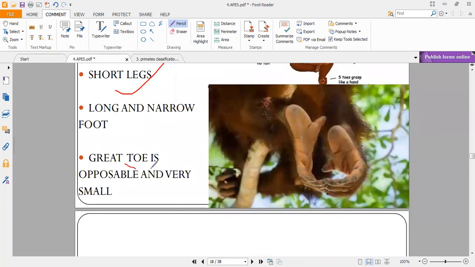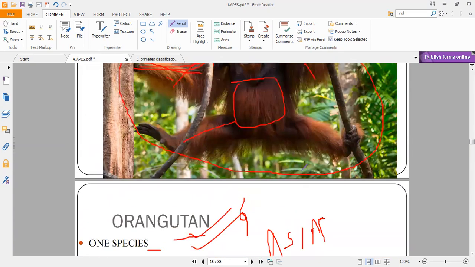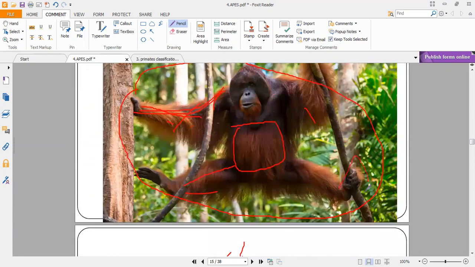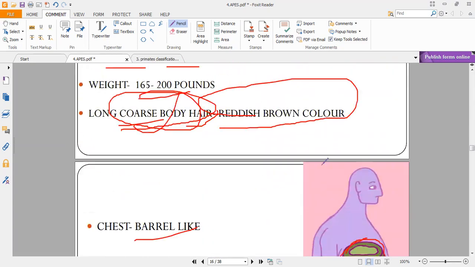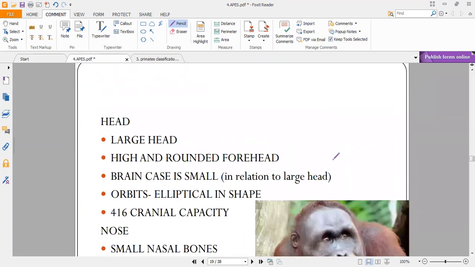Long and narrow foot. The great toe is opposable and very small. This is the great toe. In the feet, you can find the great toe is very small and opposable. That is why it is very helpful for them to jump from one branch to another. They can use their feet also to hold the branches, like in the second diagram you can see. They're using their feet to hold up branches. If they have an opposable toe, it can be helpful to hold the branches. Unlike in human beings, we cannot hold anything with our feet.